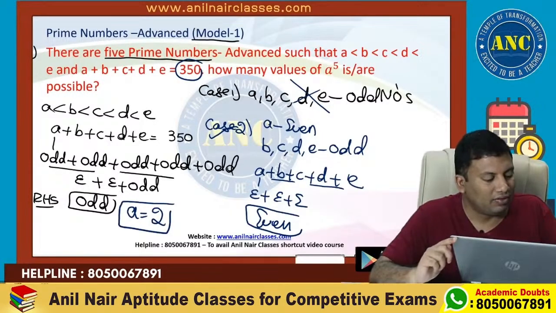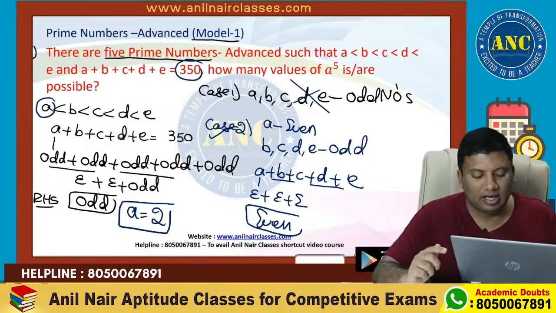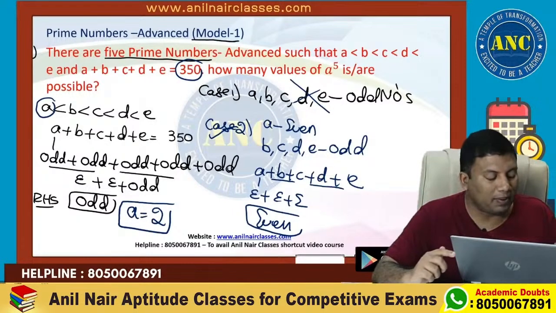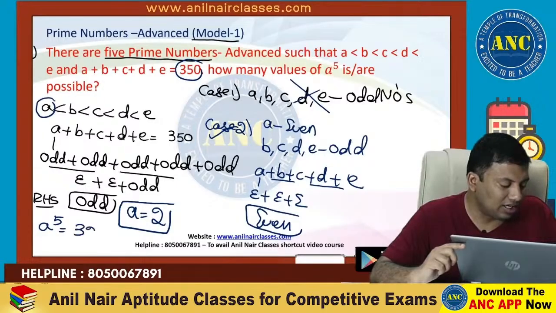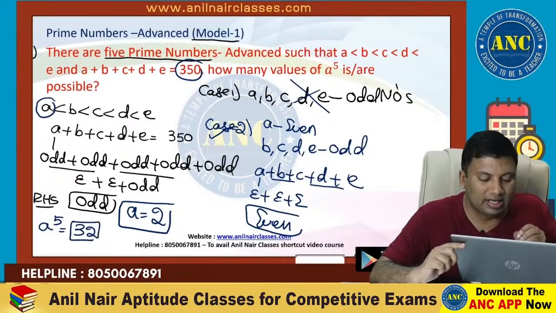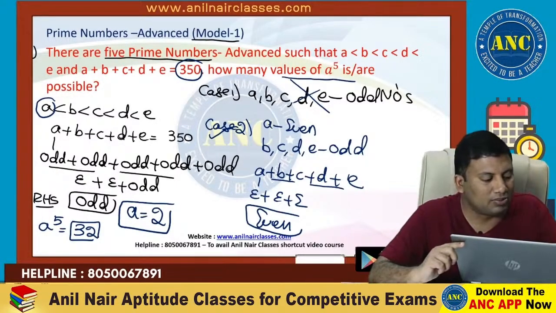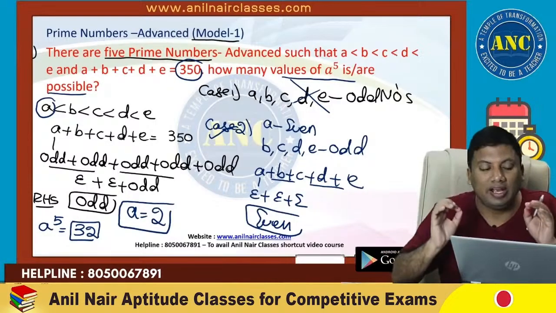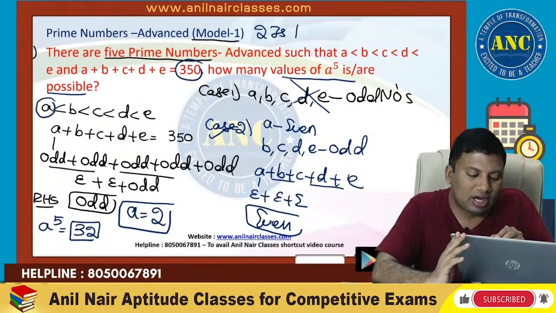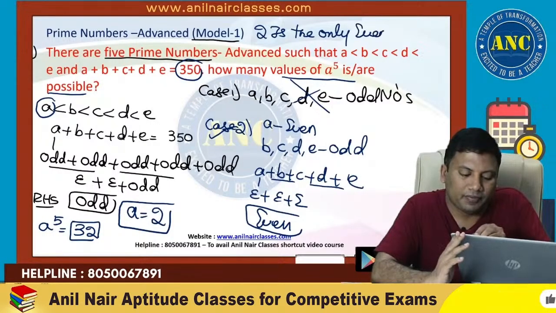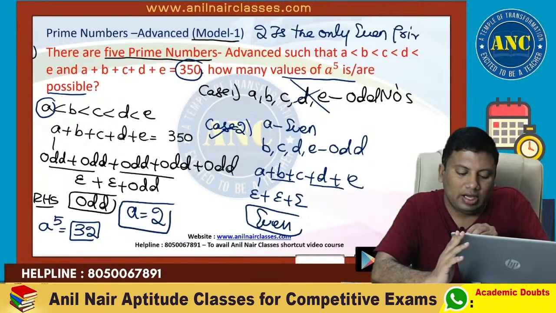So here the lowest is nothing but A. How many values of A power 5 are possible? A power 5, 2 power 5, 32. Only one value is possible and the value comes out to be 32. A very, very good question which talks about the application of the concept: 2 is the only even prime.